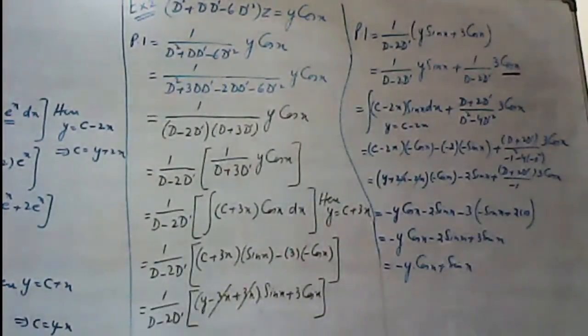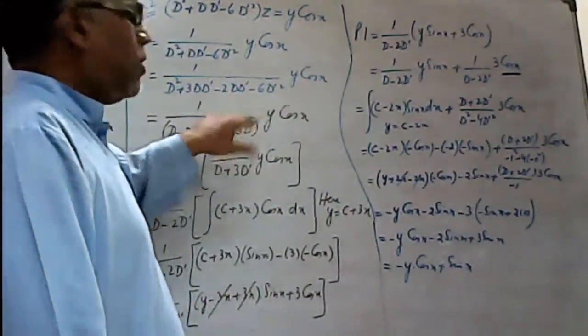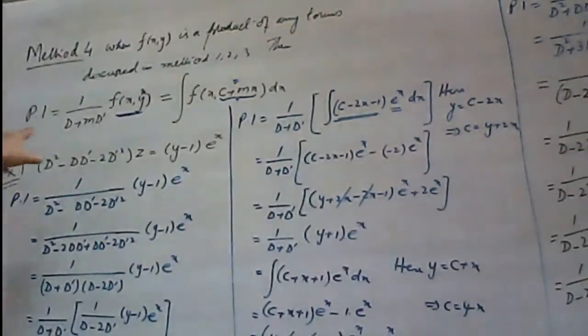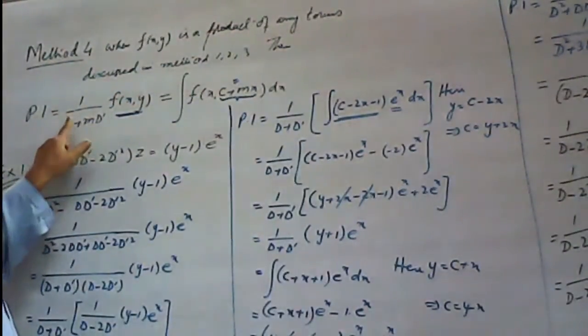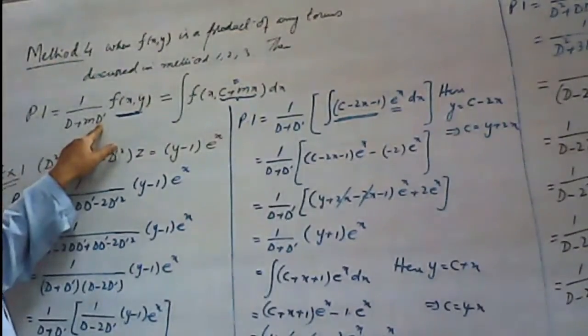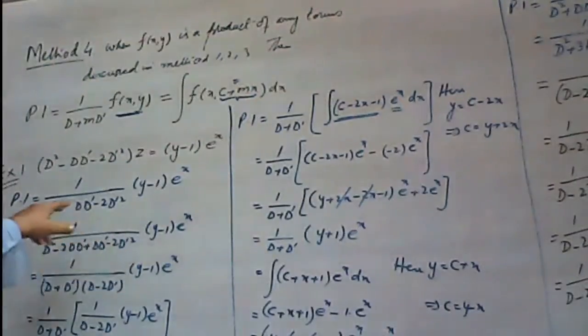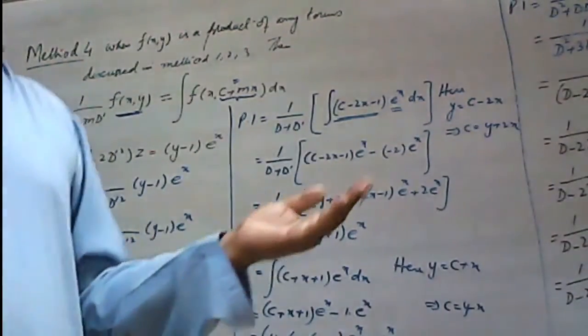But remember, we need to break this term into a product of linear terms, because the formula which I mentioned here is only applicable for a linear term, and only one linear term of the kind D plus mD dash. Then the formula is applicable. Therefore, it is mandatory to make a product of these terms, whether a product of 2 terms, 3 terms or 4 terms, it doesn't matter, but we need a product.